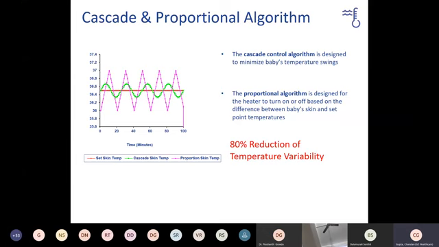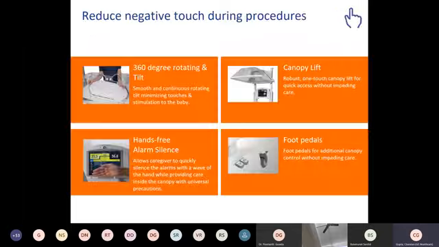So that's the reason the cascade control is very important for any closed care system or incubator, and we should ask whether the control mechanism that we are having is cascade control or proportional control, because it constitutes a very important part of decision making.